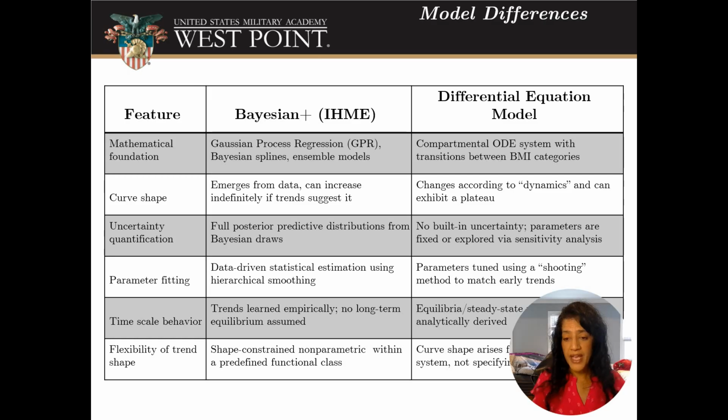The timescale behavior, you see an equilibrium plateau in the differential equation model. The trends in the Bayesian model are learned empirically. So you don't assume a long-term equilibrium, but you do assume the curve shape, as you can see from the curve shape row.